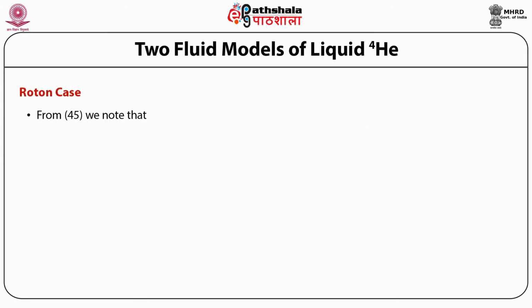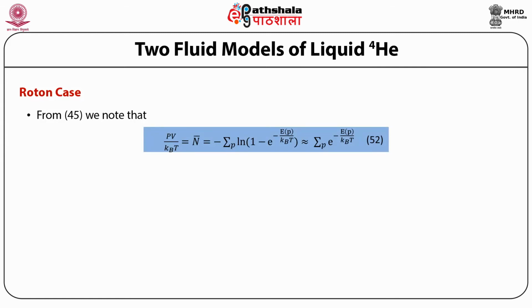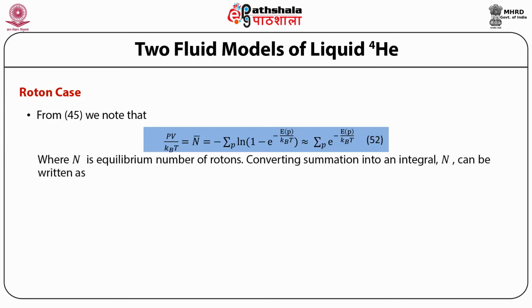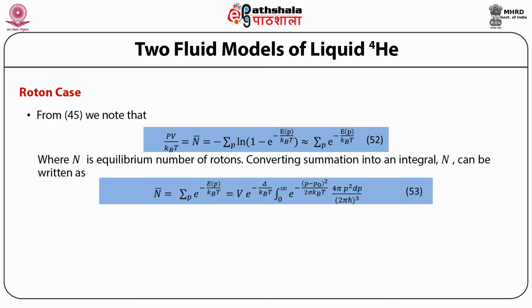From equation 45 we note that the grand potential upon k_B T, that is the equilibrium number of rotons, is equal to minus the summation over p of log of 1 minus e raised to power minus E_p upon k_B T, which is approximately equal to the summation over p of e raised to power minus E_p upon k_B T. Converting the summation into an integral, the average number of particles n̄ can be written as the summation over p of e raised to power minus E_p upon k_B T, which is equal to V e raised to power minus Δ upon k_B T times the integral from 0 to infinity of e raised to power minus (p minus p₀)² upon 2σ k_B T multiplied by 4π p² dp upon (2π ħ)³.